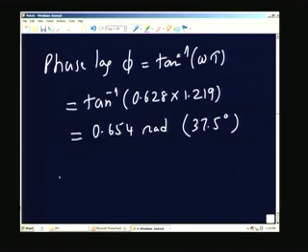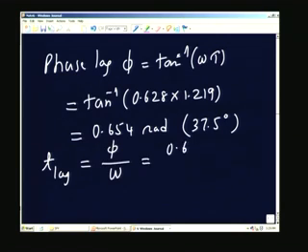And as I indicated earlier, the time lag is nothing but phase lag divided by omega. So, that will be 0.654, and you should remember that we have to use the phase lag in radians, not in degrees, for the calculation of the lag in time. This will be divided by 0.628, and this will give you about 1.04 seconds.